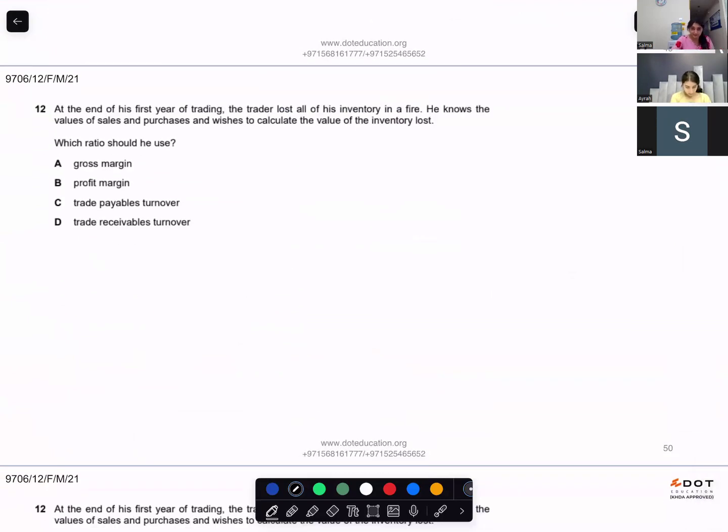At the end of his first year of trading, the trader lost all of his inventory in a fire. He knows the values of sales and purchases and wishes to calculate the value of inventory lost. Which ratio should he use? If I know sales, minus cost of sales will give you gross profit. So you'll use a gross margin. Okay.